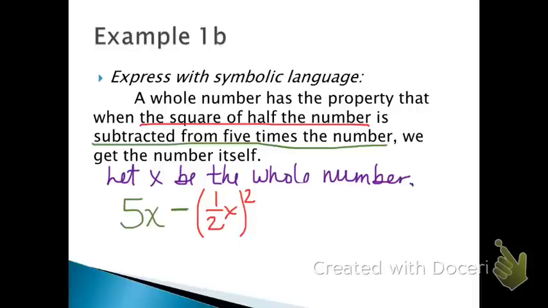Okay, so we have the square of half the number is subtracted from 5 times the number, and when we do that, we get the number itself. So there's our equal sign. Another way to say we get the number itself is to say it's equal to the number itself. So 5x minus 1/2 x squared is equal to x.